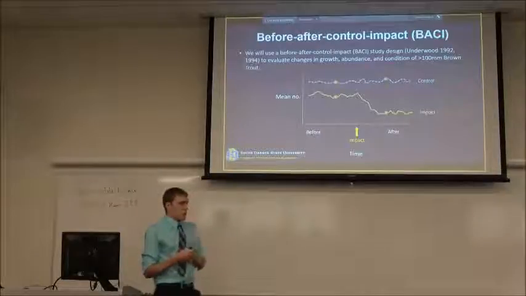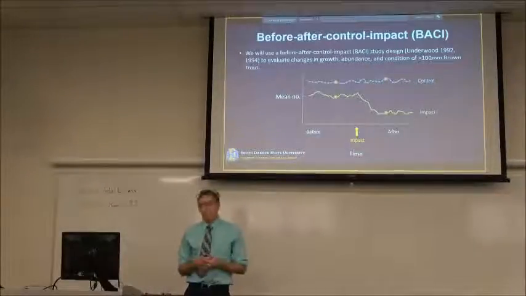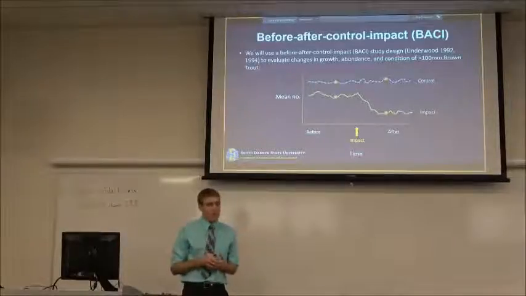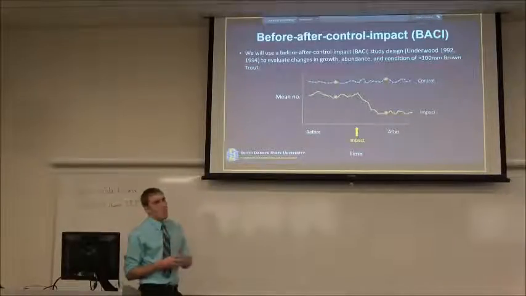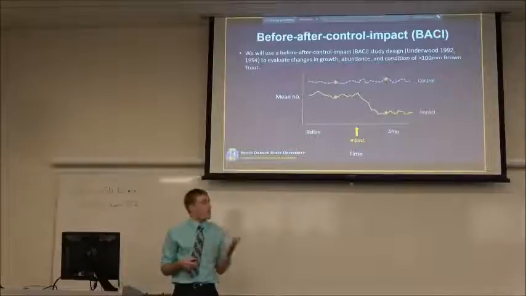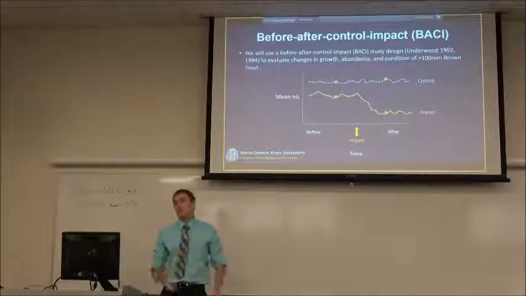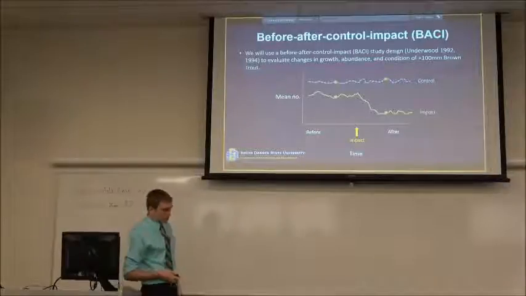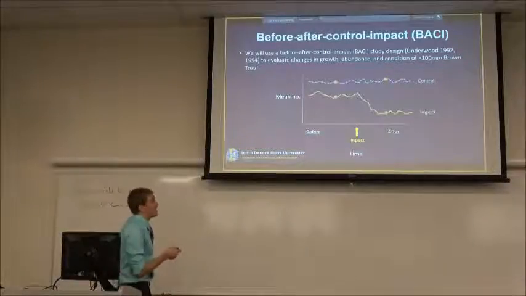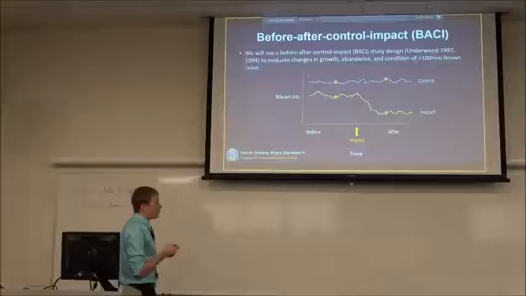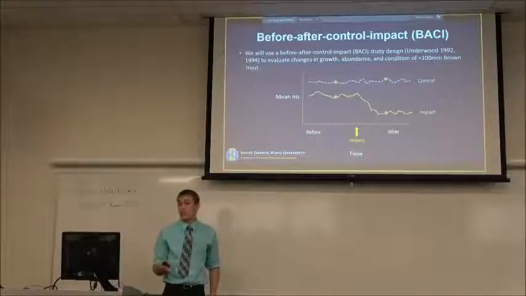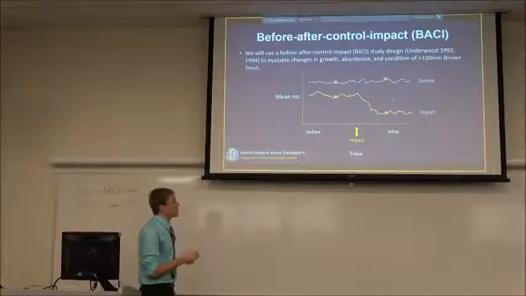So after we collect that initial data, do our treatments, and then come back and do post-evaluation, we're going to be using a BACI study design. So before, after, control, and impact, to evaluate those changes in growth, abundance, and condition of those trout. As I'm sure a lot of you are aware, the BACI design uses a sampling event before an impact, in our case that's the 50% reduction in trout, and then sampling events after.